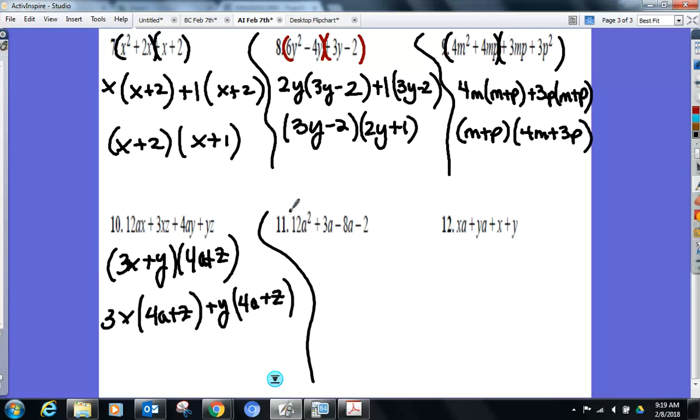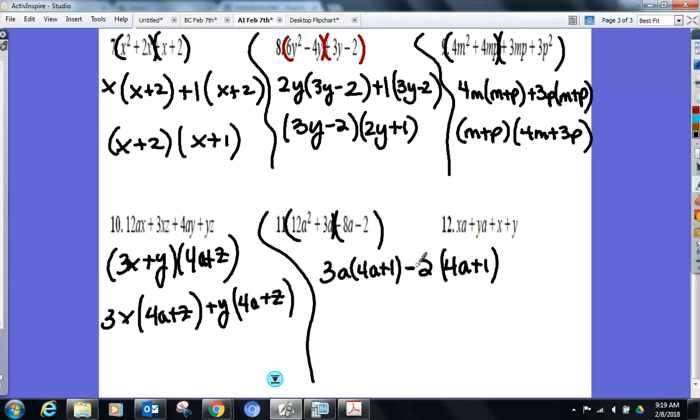Some people had trouble with 12, so let me go over that one. Make sure you group everything, all right? Don't leave that negative sign hanging out. Group everything, including the sign. What'd you guys take out of 12a squared plus 3a? 3a. And you're left with what? 4a plus 1? Okay, and then now you want to be left with a 4a plus 1. So what do you need to take out to be left with a 4a plus 1? A negative 2, not a positive 2, a negative 2. Then you'll be left with 4a plus 1.